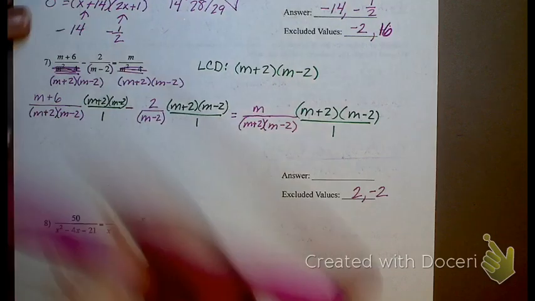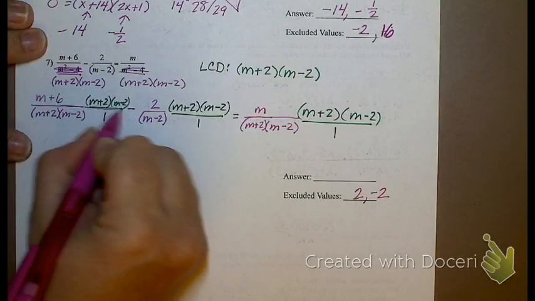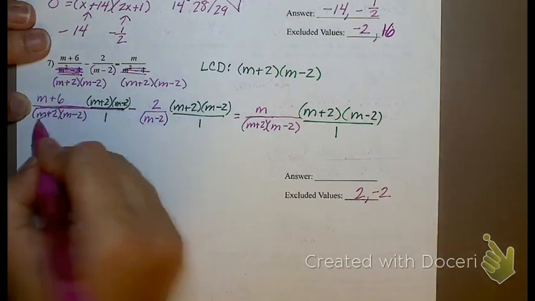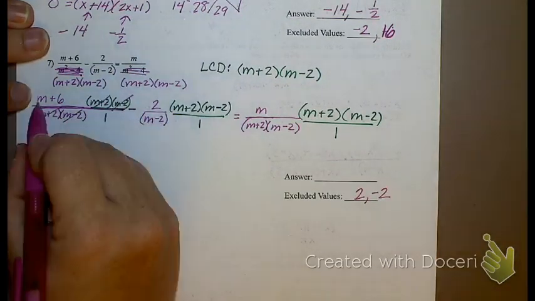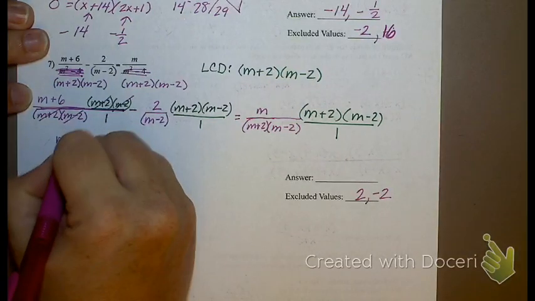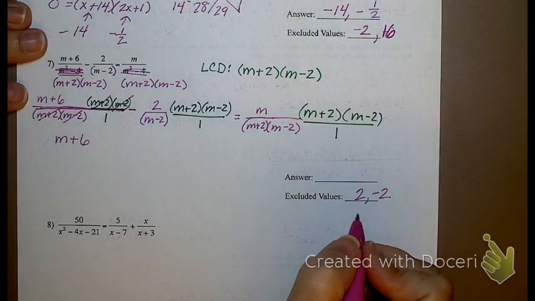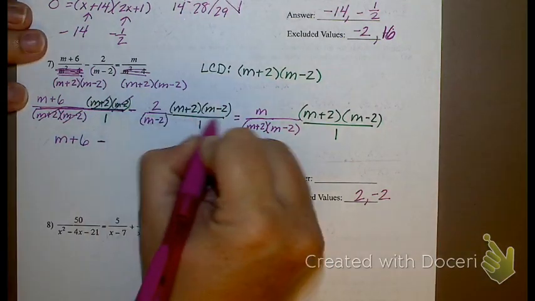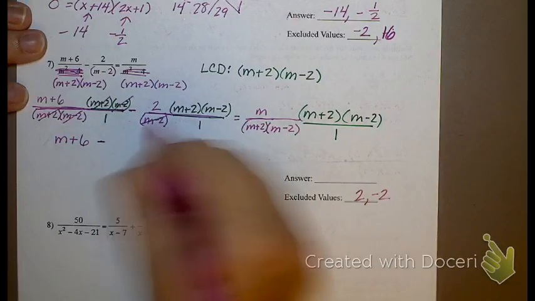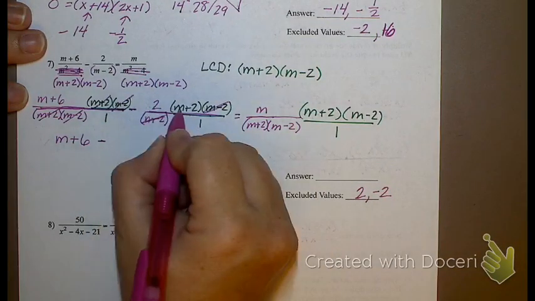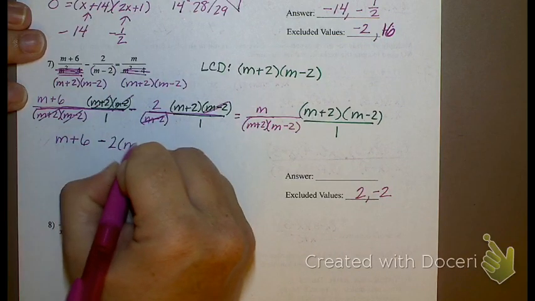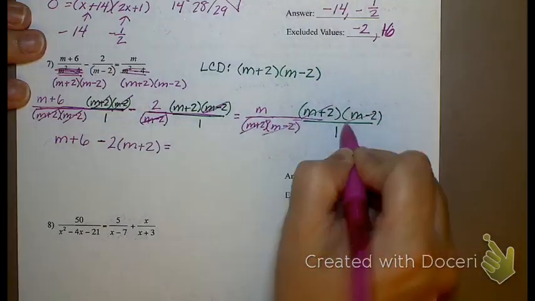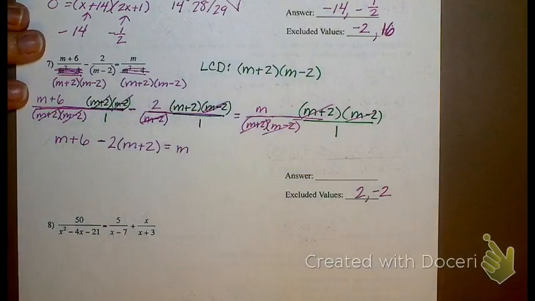I treat these like the multiplication problems on the other side. So right here, what cancels? M plus 2, m minus 2. I'm left with m plus 6 over 1, which is just m plus 6. Minus. Let's see what we got here. What cancels? So I have minus 2 parentheses m plus 2. Equals, that cancels, that cancels. I have m over 1, which is just m.